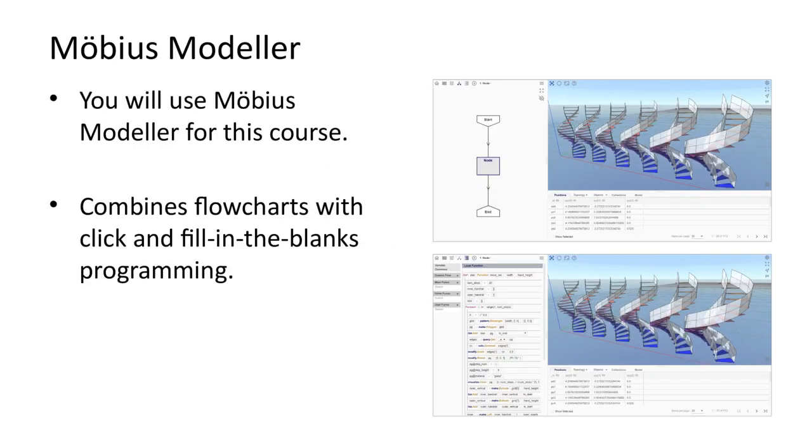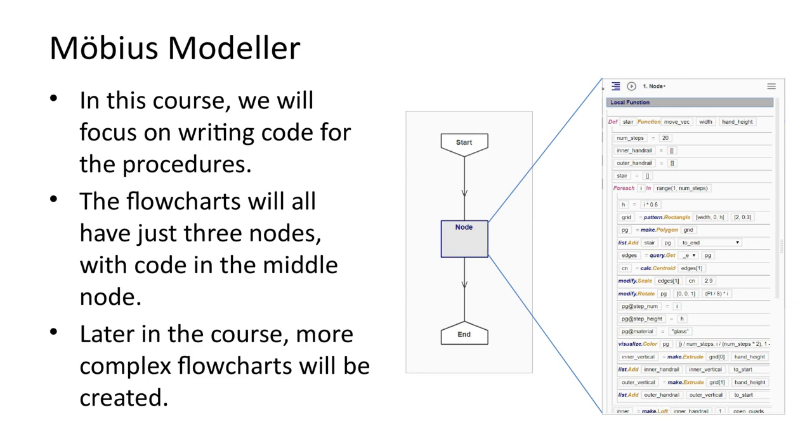In this course, the procedural modeling exercises and assignments will all be performed using Möbius Modeller. Möbius Modeller allows you to define the overall structure of your program as a flowchart. You can then define your own customized procedures for each node in the flowchart. At first, we will focus mainly on writing these customized procedures. The flowcharts will all have only 3 nodes: start, node, and end. And the procedures you write will all be inserted in the middle node. Later in the course, you will create more complex flowcharts with multiple interconnected nodes.